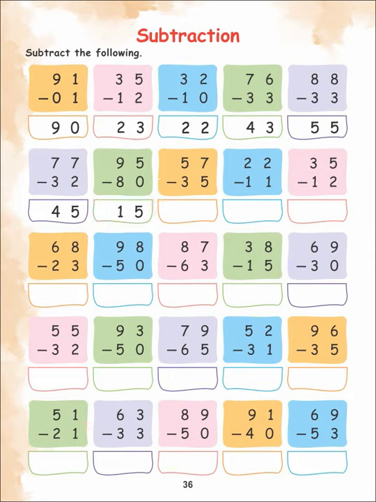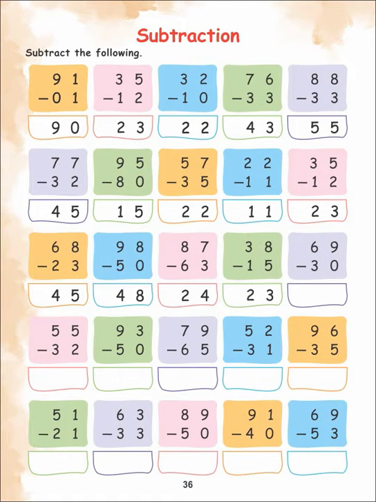57 subtract 35, 22. 22 subtract 11, 11. 35 subtract 12, 23. 68 subtract 23, 45. 98 subtract 50, 48. 87 subtract 63, 24. 38 subtract 15, 23.